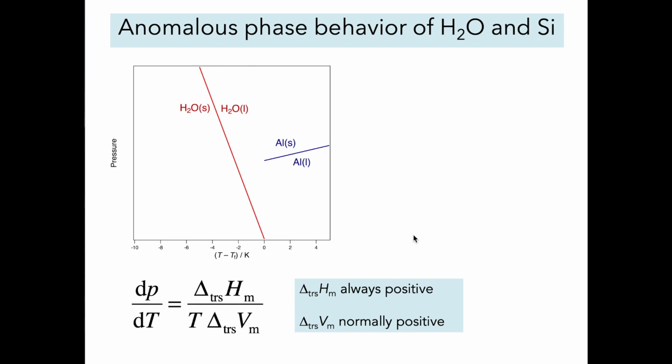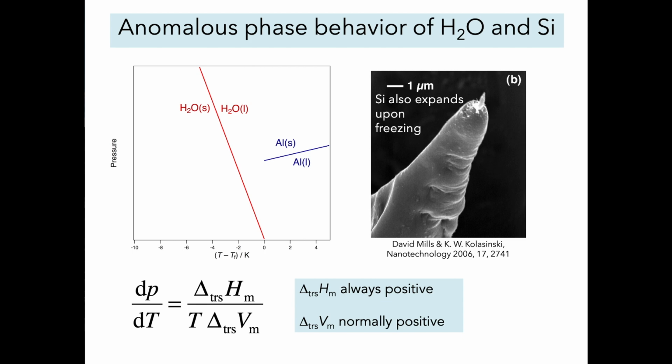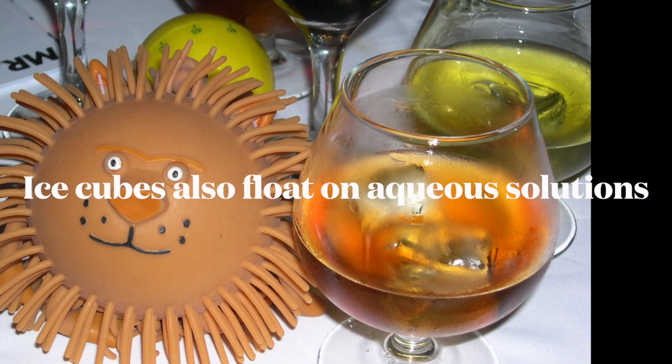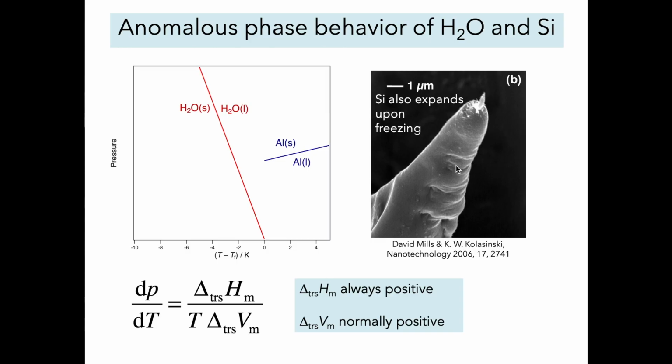There are a few other materials that do this too. Silicon is one of those materials that expands upon freezing, and it can lead to some strange behavior. One is that ice cubes float on water. Solid cubes of silicon would also float on molten silicon.